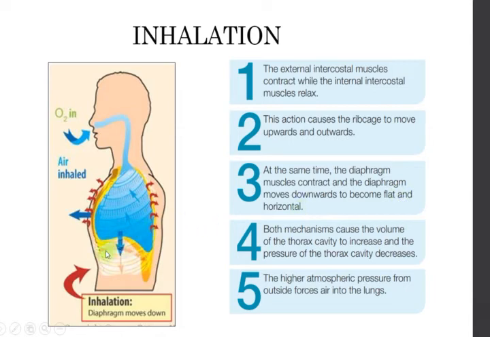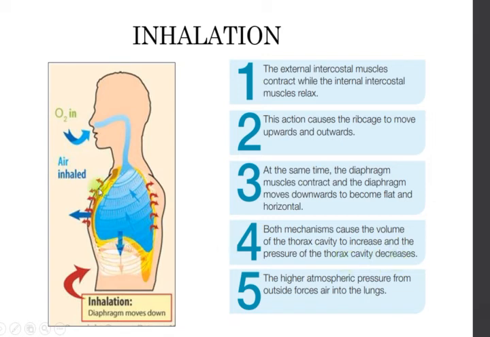What happened to the diaphragm? The diaphragm contracts, so it will be shortened. When it shortens, it will move downwards and become flat and horizontal. Both mechanisms cause the volume of the thorax cavity to increase and the pressure of the thorax cavity to decrease.